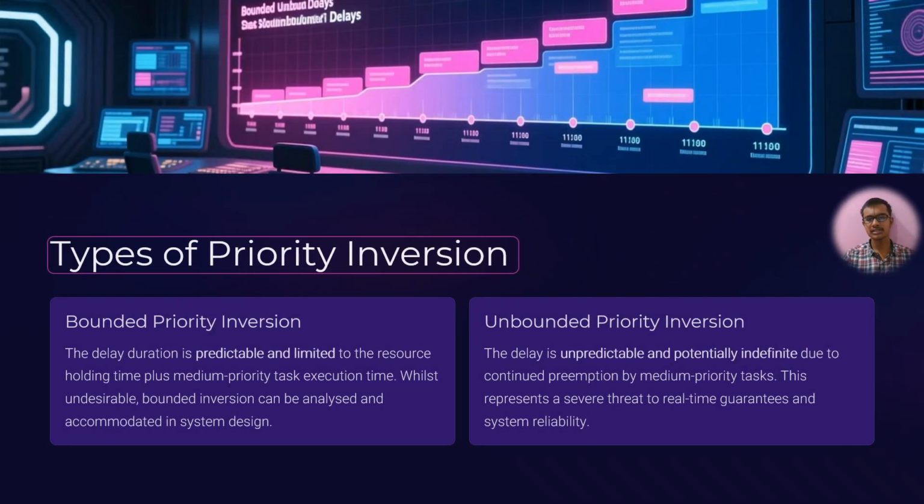Such priority inversions exist in two types. Bounded priority inversion: the delay duration is predictable and limited to the resource holding time plus medium priority task execution time. While undesirable, bounded inversion can be analyzed and accommodated in system design. Unbounded priority inversion: the delay is unpredictable and potentially indefinite due to continued preemption by medium priority tasks. This represents a severe threat to real-time guarantees and system reliability.